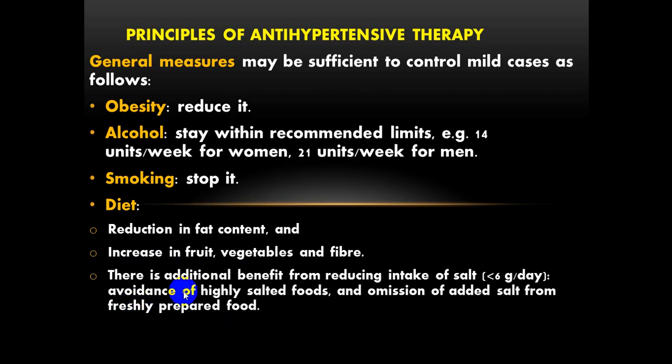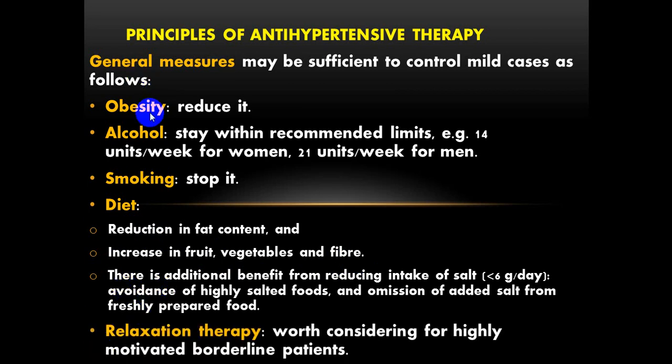And there is additional benefit for reducing intake of salt, less than 6, and avoidance of highly salted foods and omission of added salt from freshly prepared food. So a very important thing is a reduction of the salt intake. So reduction in fat content, increase in fruits, vegetables, and fiber, and reducing intake of salt. Other general measures include relaxation therapy and work considering for highly motivated borderline patients. So obesity, alcohol, smoking, diet, relaxation.